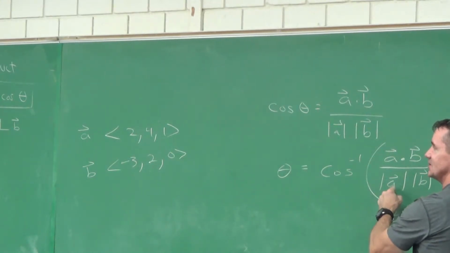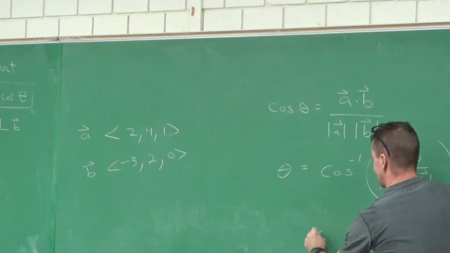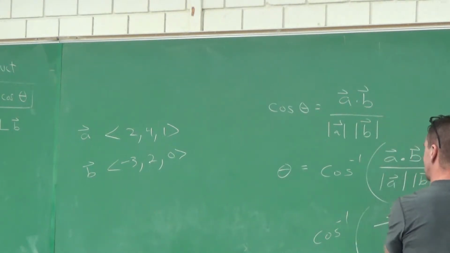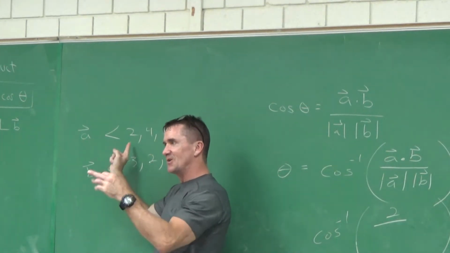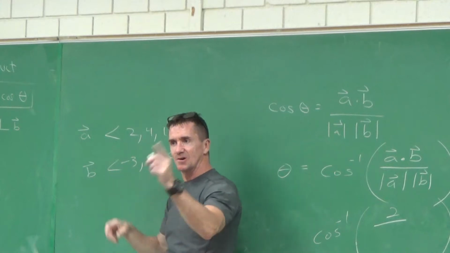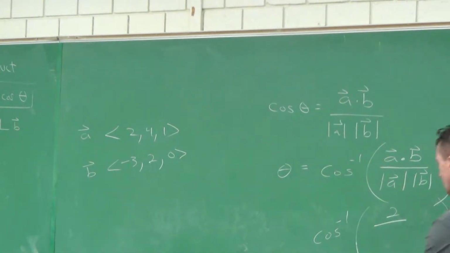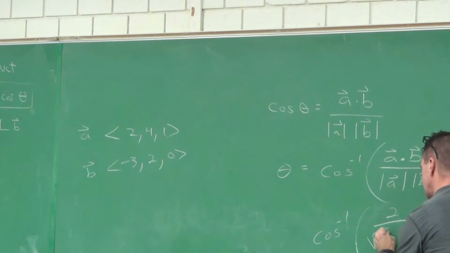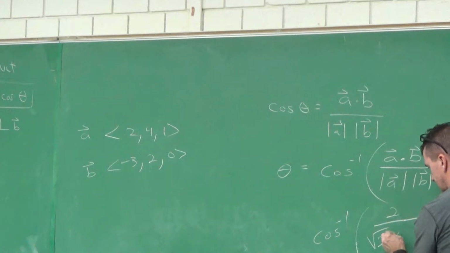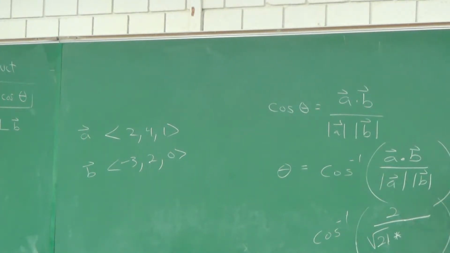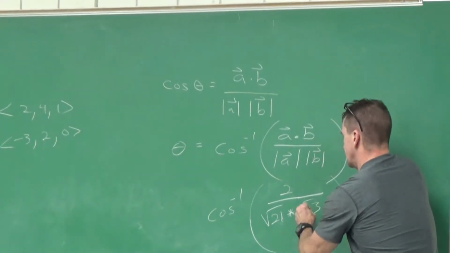What's the magnitude of it? This is stuff from yesterday. How do you get the length of this vector? You take the square root of that square plus that square plus that square. Square root of what? 21. All right, 21. Then I'll put just a multiplication sign, not a dot product, just a star multiplication, times the length of the other vector. Magnitude squared is 9 plus 4 plus 0 squared, the square root of 13.